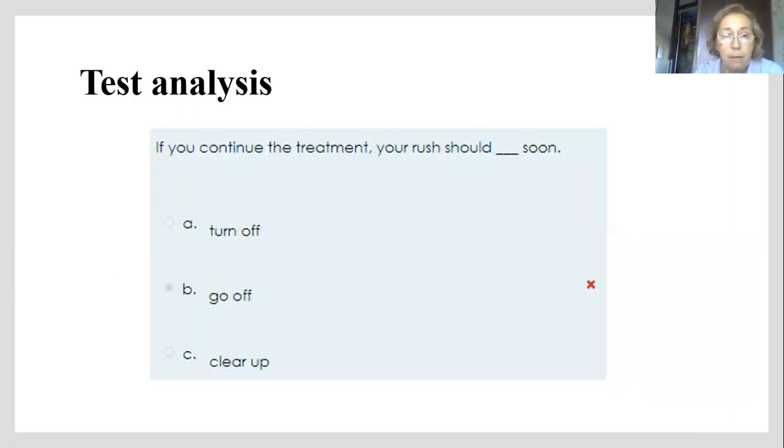Then also this is a phrasal verb. If you continue the treatment, your rash should what? Which phrasal verb is better to use here? Clear up. Clear up soon. Clear up, yes. And this example was in one of the sentences from your home assignment.